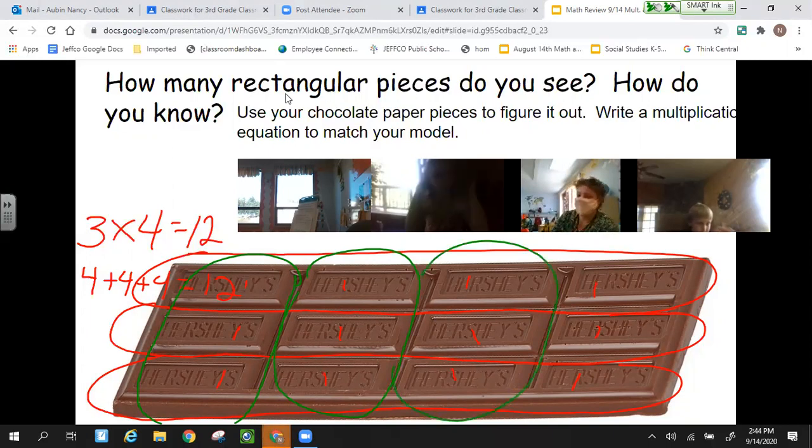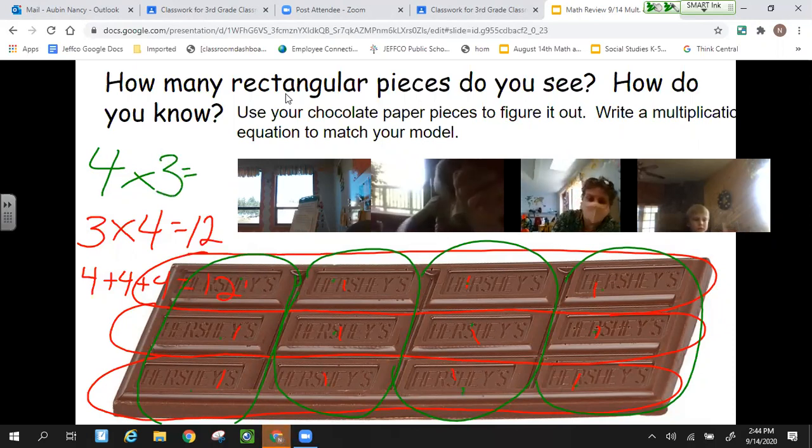4 columns. And what else? So he's got times how many in each? 4 times 3. And did you get a different answer? A different product? You got 12. So you should have gotten 12 either way you did that. That's called the commutative property. Say that with me. Commutative property. It doesn't matter which direction you look at it, you're still going to get the same answer.